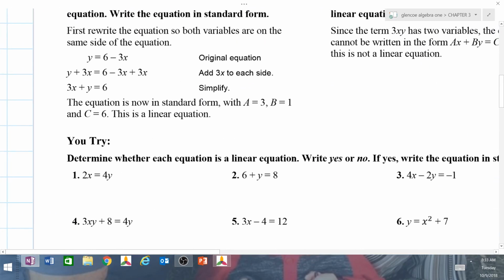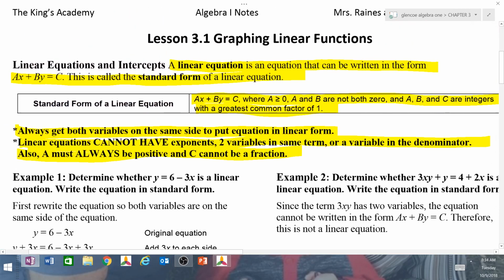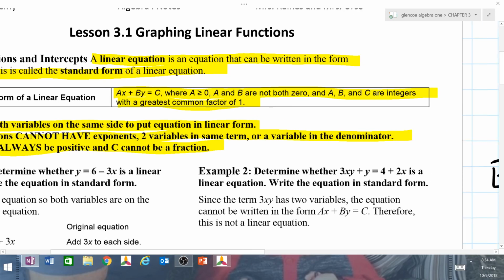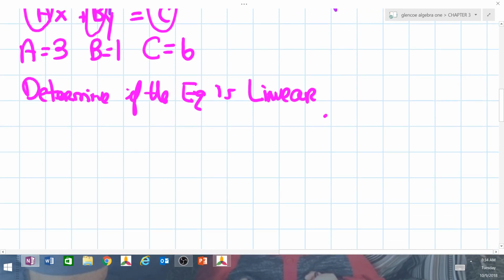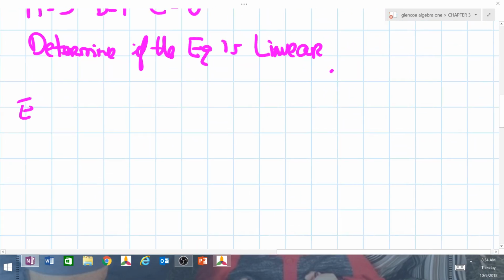Please remember, let's go back over here and remember our highlighted areas. Always get both variables on the same side. Linear equations cannot have exponents, which means it can't be x squared or x cubed. Y can't have an exponent of x squared or x cubed. The exponent of x is understood to be 1. The exponent of y is understood to be 1. You can't have a double variable, so you can't have something like 15xy, and you can never have a variable in the denominator. So based on that, let's look at example number 2.